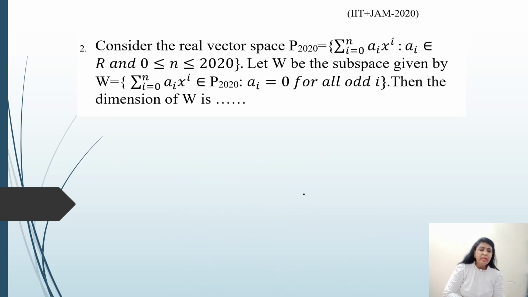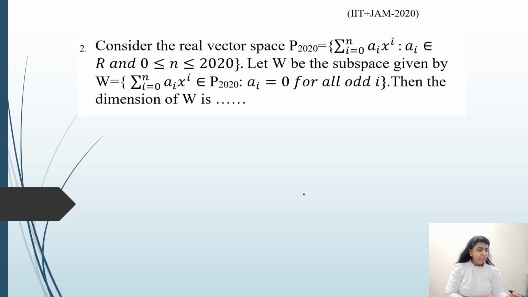Now this question was asked in IIT JAM 2020. Consider the real vector space P 2020, which is equal to the set of sums over i from 0 to n of a_i x^i, where a_i belongs to R and n lies between 0 and 2020. Let W be the subspace given by those polynomials in P 2020 for which a_i is equal to 0 for all odd i. Then the dimension of W is. So you have to find the dimension of W.